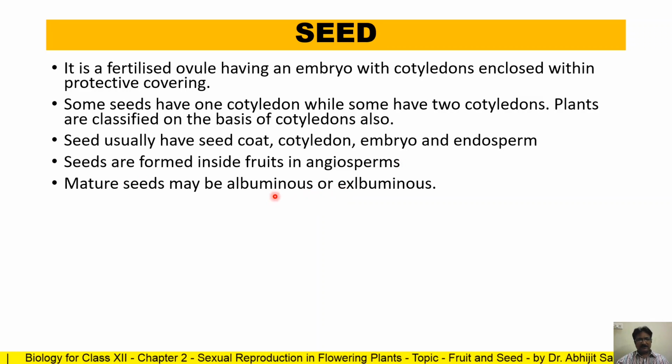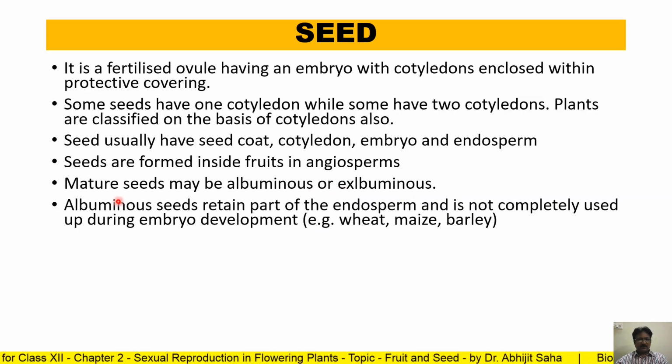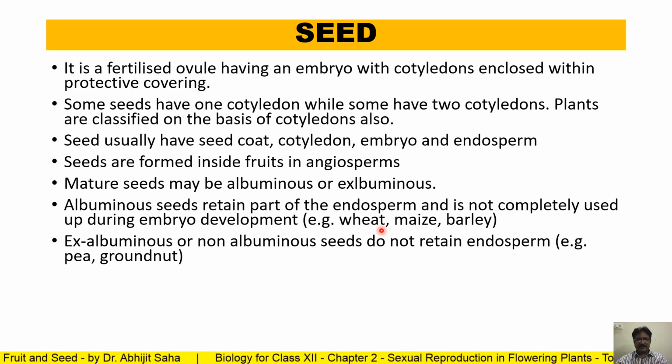Mature seeds may be albuminous or exalbuminous. What are these terms? Albuminous seeds are those seeds which retain a part of the endosperm. That means in these types of seeds, the embryo does not consume the total endosperm. So certain part is retained. This is found in wheat, maize and barley.